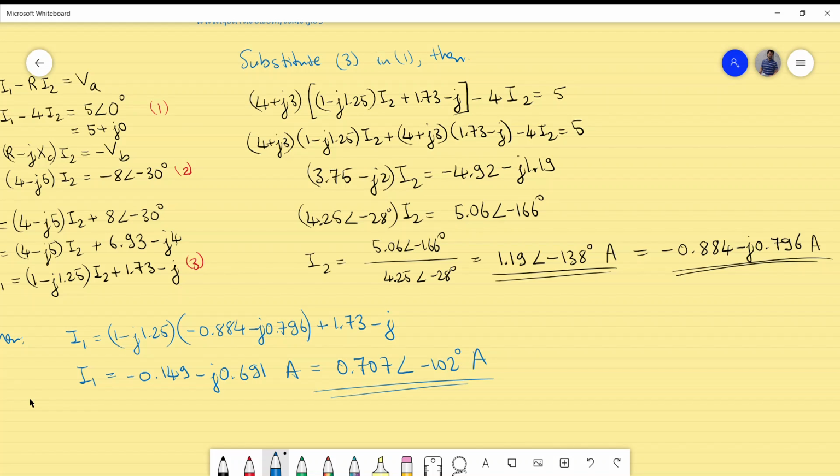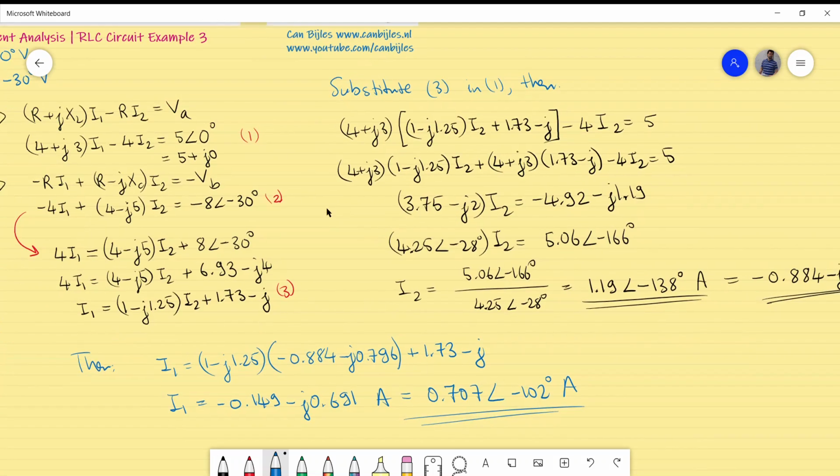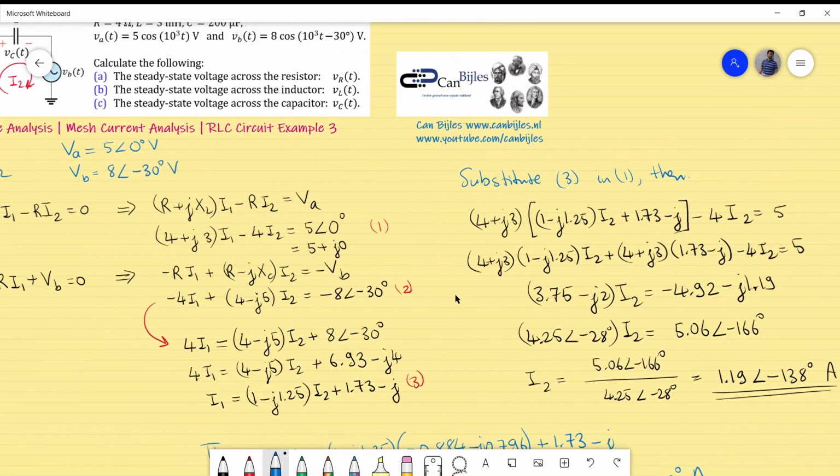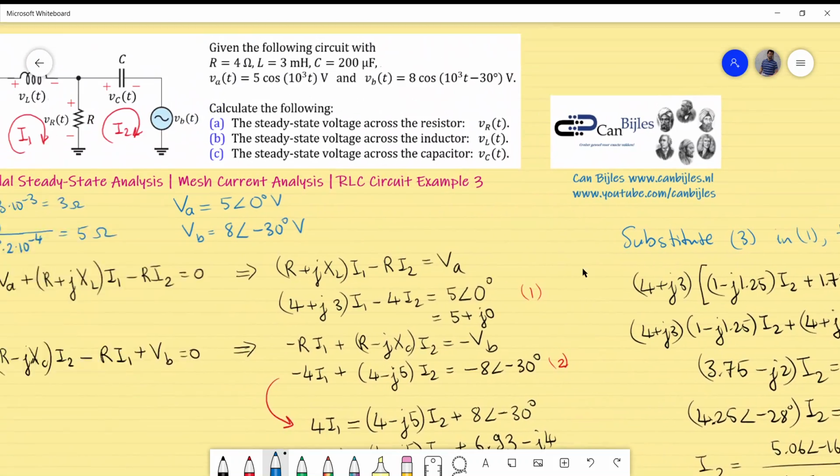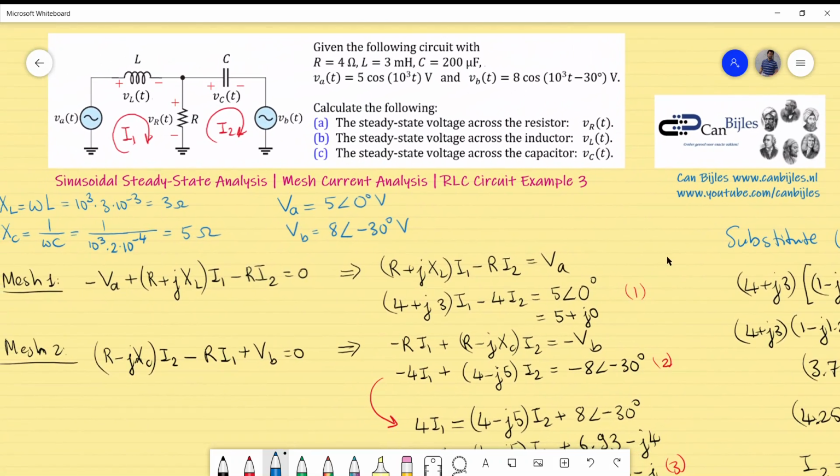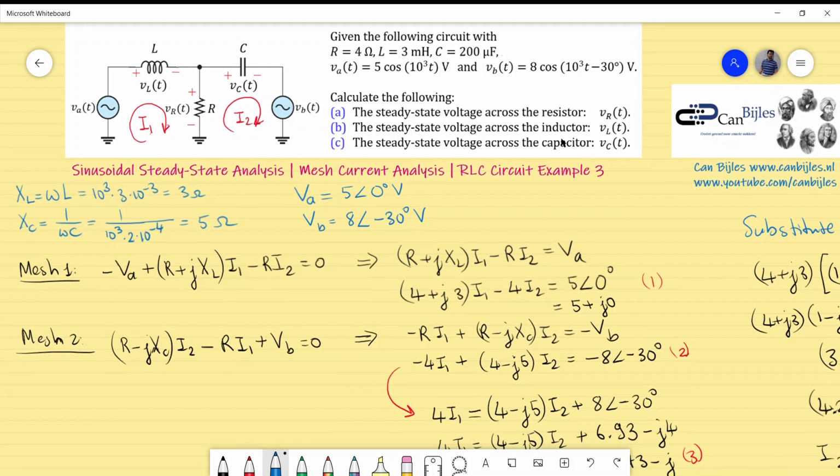Okay, now we have two currents, the mesh currents I1 and I2 determined, both in the rectangular and the polar representation. Now the job is to determine the currents for each element, because if I know the current, I can use Ohm's law and use the resistor value and the reactances of these elements and calculate the voltages, which is actually the required situation in this case.